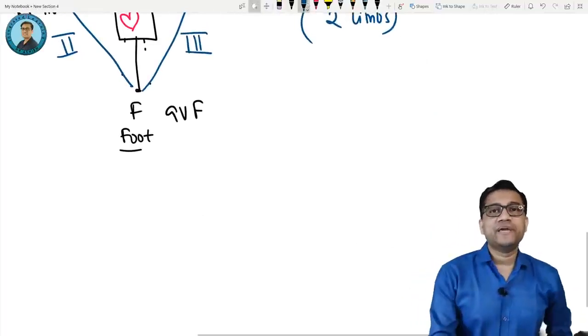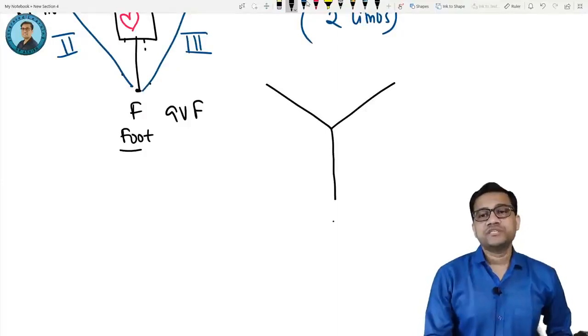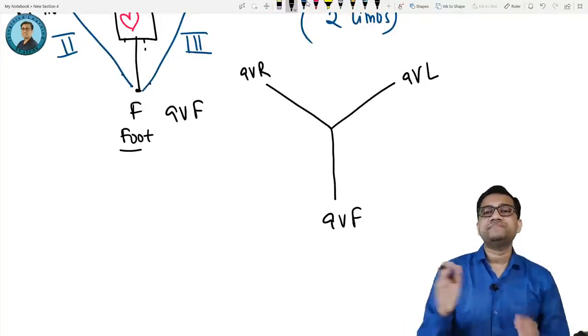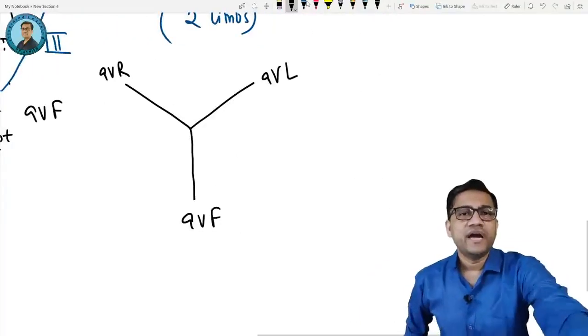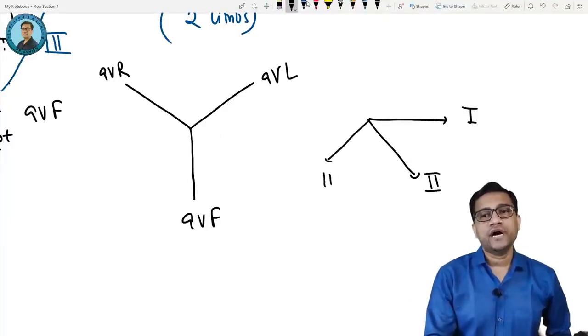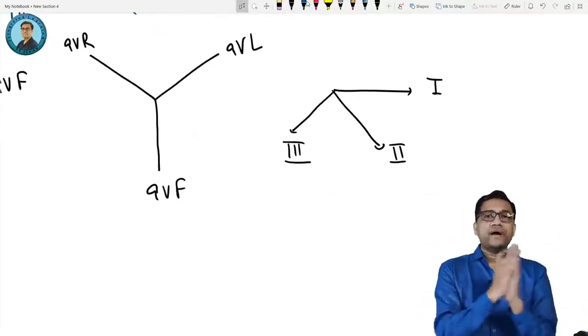Now let's make it in the way. So please see, it's one of the most important things. So this is what? AVF. This is AVL and this is AVR. Can you see them? So AVL, AVF, AVR. And which are the bipolar leads? 1, 2 and 3. Are you clear? So these are the unipolar and bipolar.